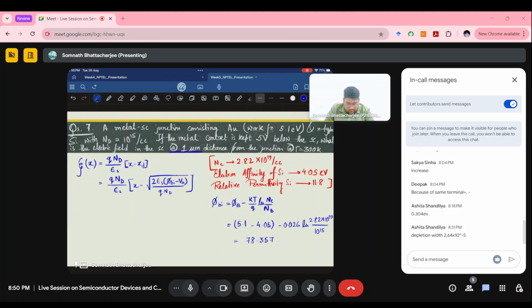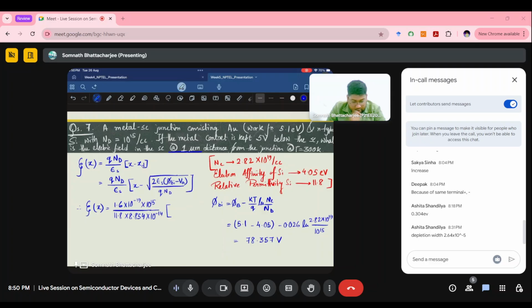0.78357 eV, right? Not eV, sorry, my mistake. It would be in volts, because if it were q psi_bi, then it would have been eV. And for X, we have the value of this, right? So 1.6 into 10 to the power of minus 19 multiplied by 10 to the power of 15, whole divided by 11.8 multiplied by 8.854 into 10 to the power of minus 14.